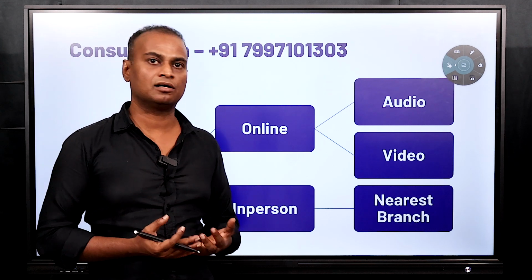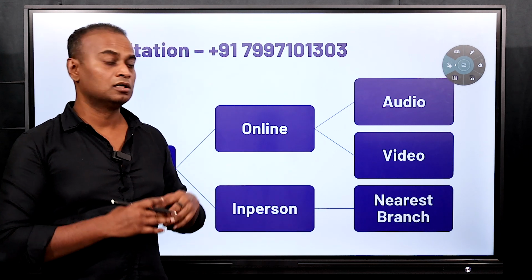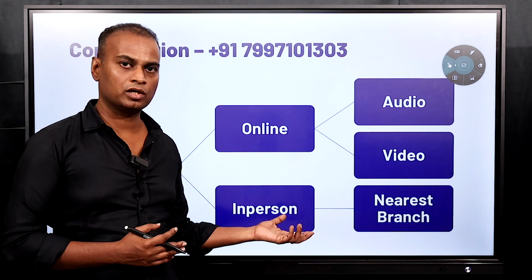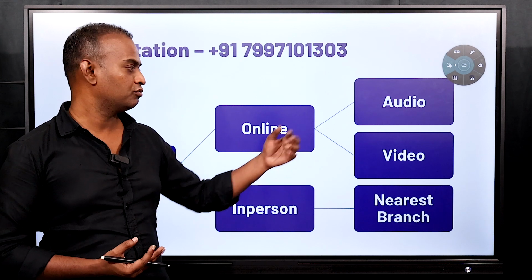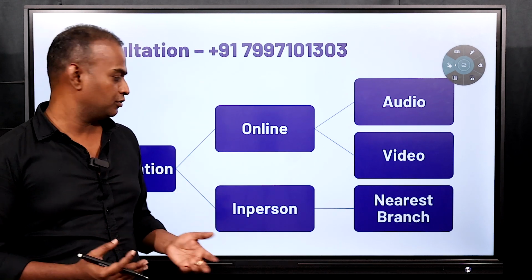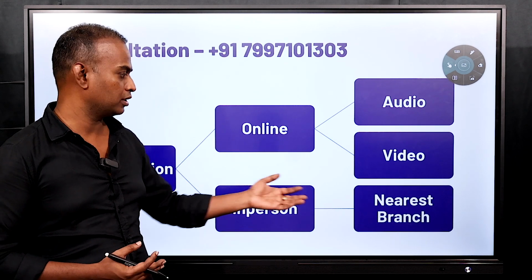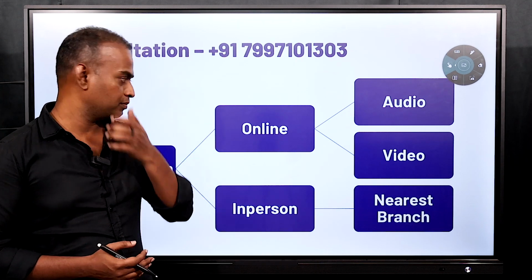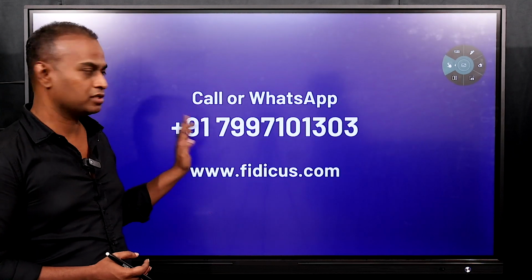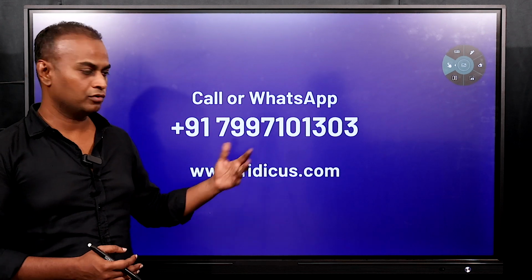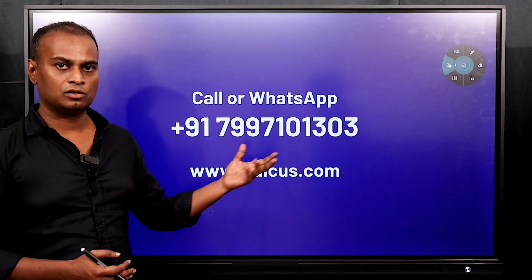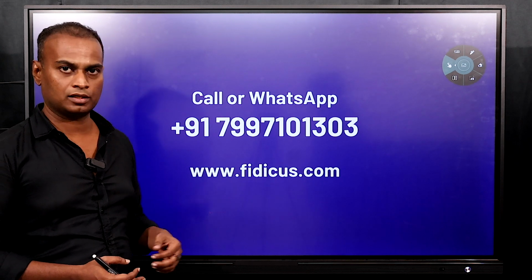If it is in India, we will ship within 3 working days. If it is in the US, it takes 4 working days. If it is any other country, it takes 5 working days. Or else, if you want to meet us in person, you can reach our nearest branch. You can call this number, +91 is the country code, 7997 101 303. Take the appointment, find out about the nearest branch, and you can come to us.